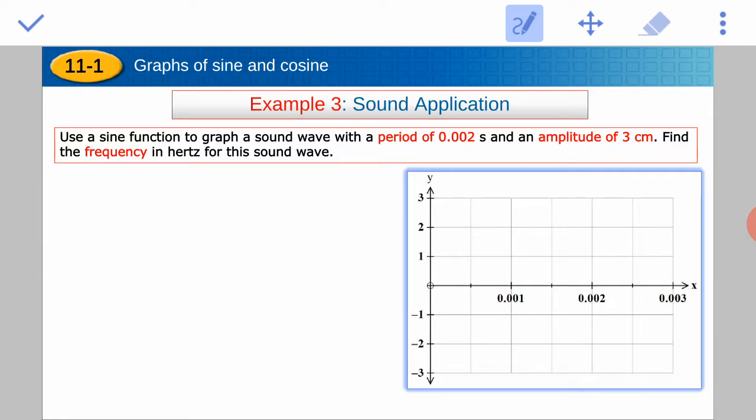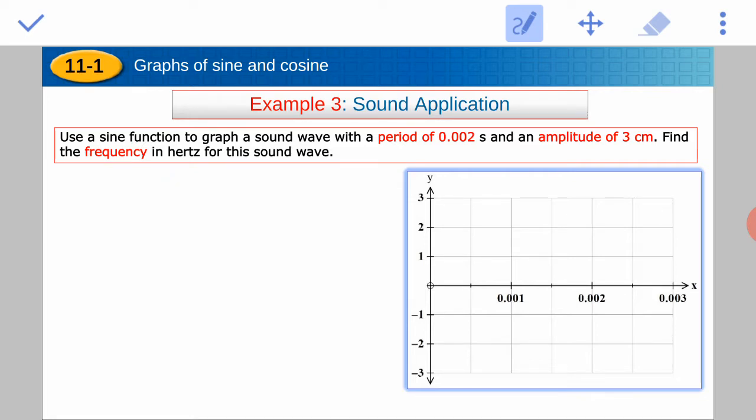Sine and cosine functions can be used to model real-life phenomena such as sound waves. Different sounds create different waves. One way to distinguish sounds is to measure the frequency. In this sound application, you're going to learn how to use this beautiful formula in order to calculate the frequency of a sound wave.